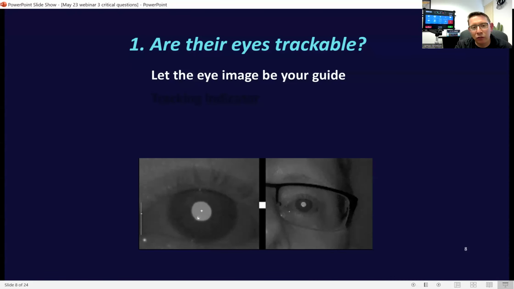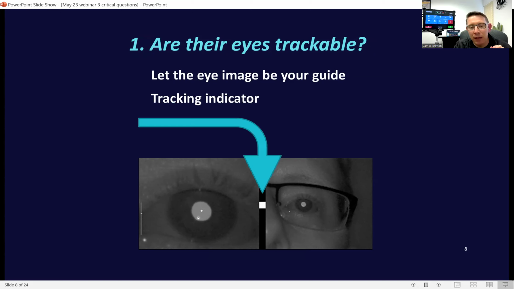Let's dive into the three questions. First, are their eyes trackable? The Eyegaze Edge is unique in that it has a live on-screen eye image of what the camera sees. We're going to let this eye image be your visual guide. In the middle of that image is a small white square that is our tracking indicator.